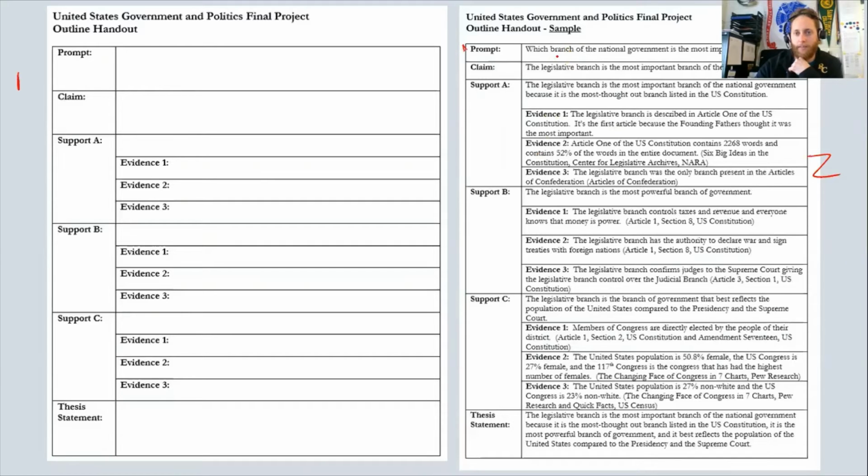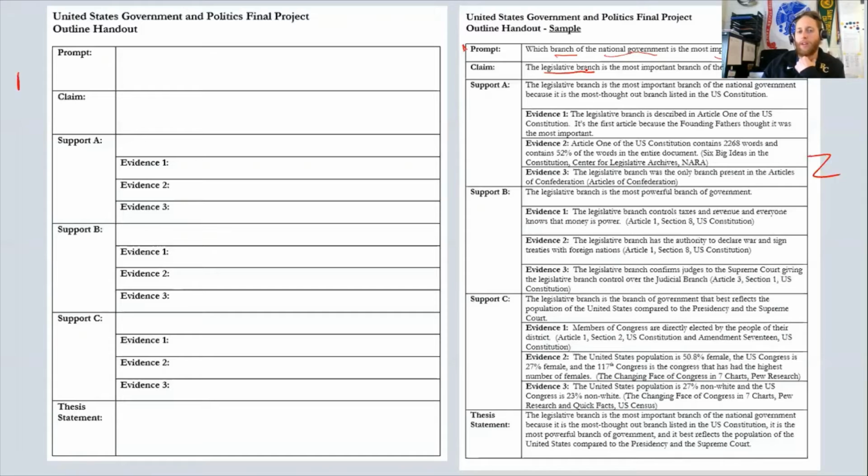So we're going to underline some of our key bits. Which branch of the national government is the most important and why? Now, at this point, you may have a hypothesis, and let's say after your preliminary research and after taking this class, you remember, I think the legislative branch is really important. I want to focus my research on that one and help explain why the legislative branch is the most important. So your claim after your preliminary research or just thinking back to the class is that the legislative branch is the most important branch of the national government. Cool. So that's what you're going with.